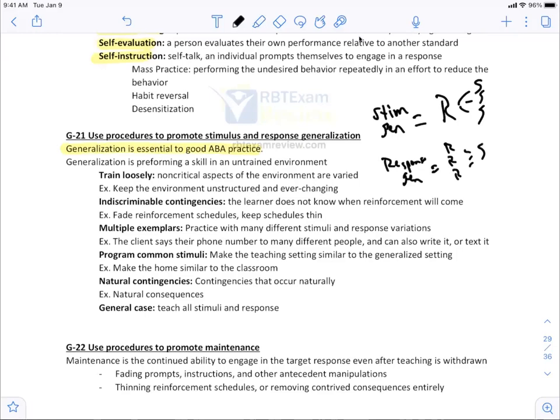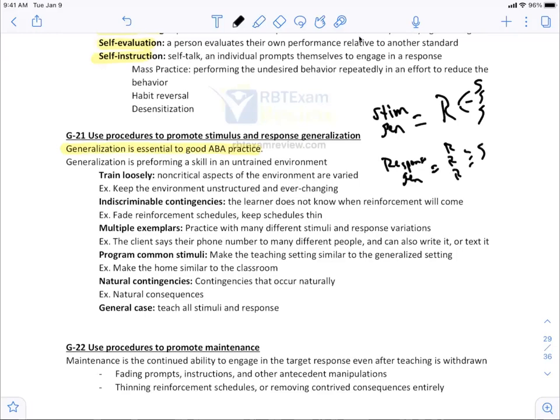First, train loosely. Non-critical aspects of the environment are varied, meaning non-critical. So if you're teaching someone to shop at a store, you're not going to just change the cash register to a basket of fruit. That's a critical aspect of the environment. But you might change the training environment to have different products, different lighting, different music, different people. These are non-critical aspects of the environment that are going to impact your generalization.